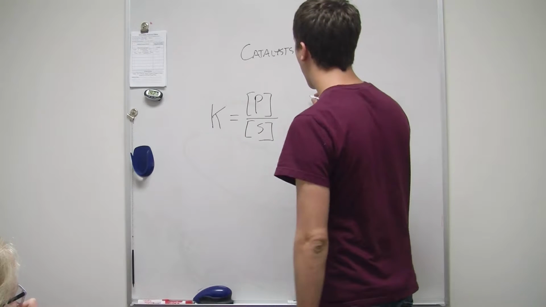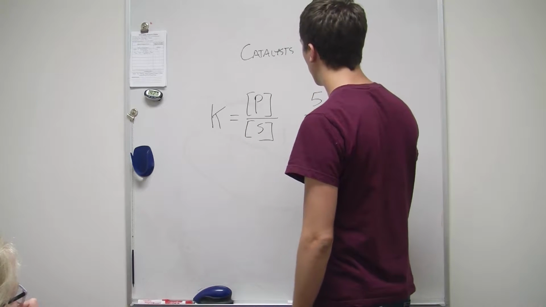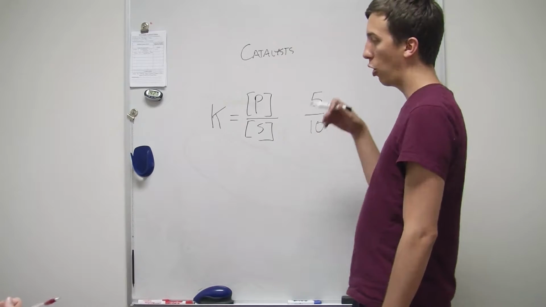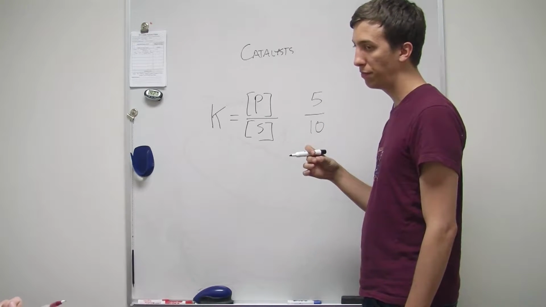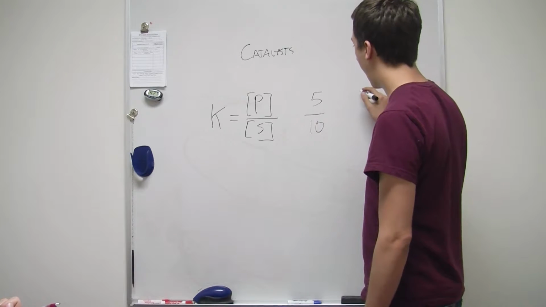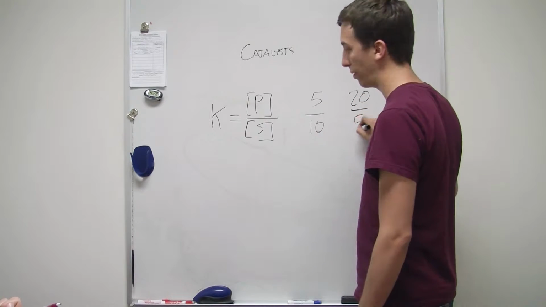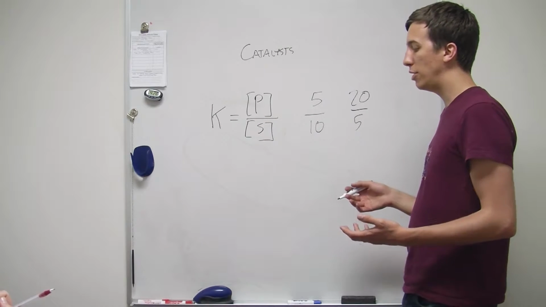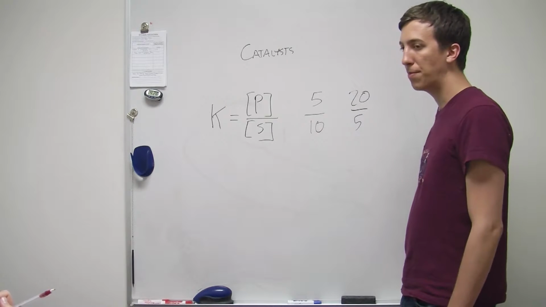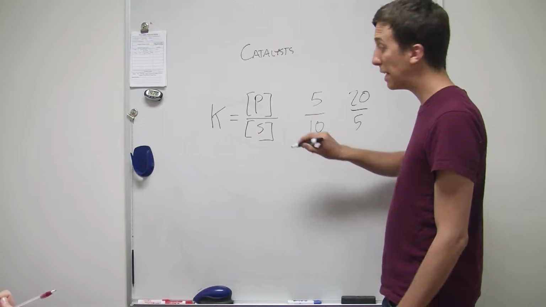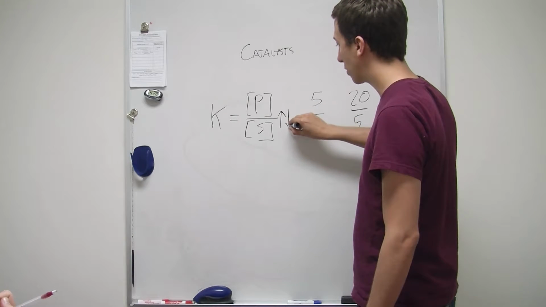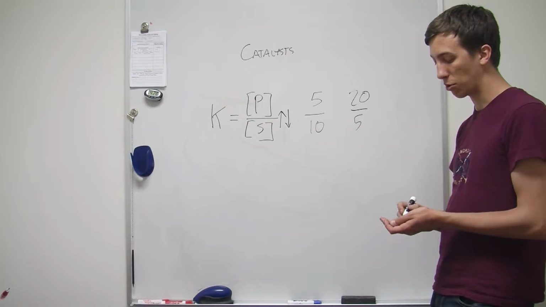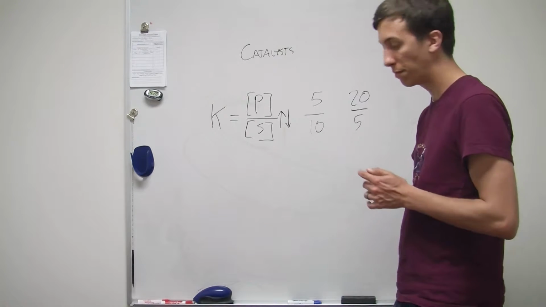It's just that they're going back and forward at the same rate. So if we have 5 over 10, that would be a low equilibrium. Then you could have 20 over 5, which would be a high equilibrium constant. You can't decrease the equilibrium constant with an enzyme. What an enzyme does is speed up the reaction going from substrate to product and from product to substrate. It makes it easier because it's a controlled environment. So A is definitely not true.